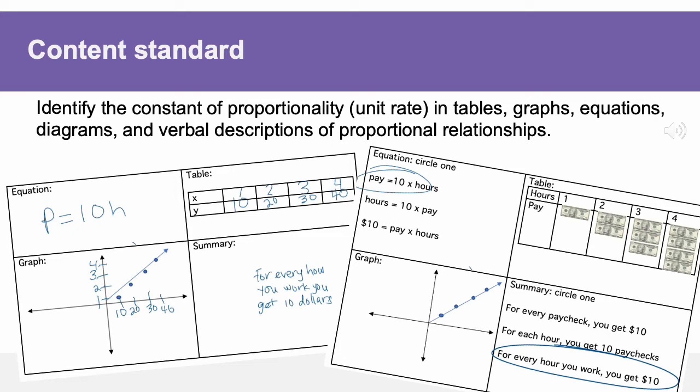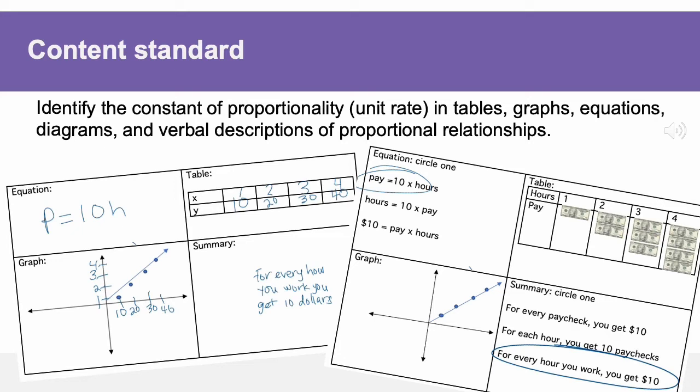The bottom left quadrant is titled Graph and has a printed X and Y axis. The student has handwritten the X and Y axis labels and drawn a line graph. The bottom right quadrant is titled Summary and has the handwritten words, "For every hour you work, you get $10."